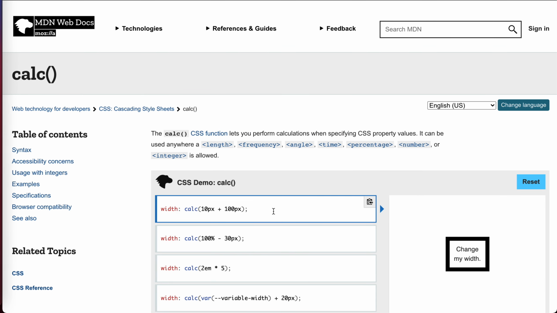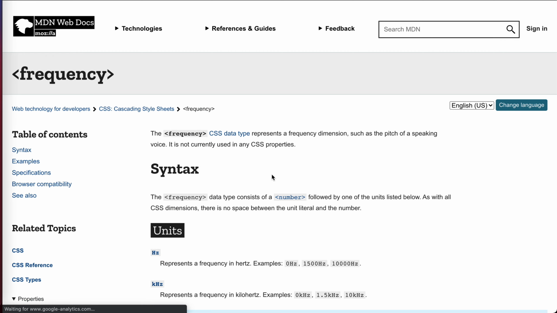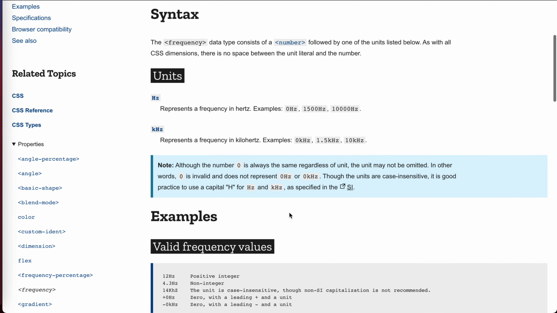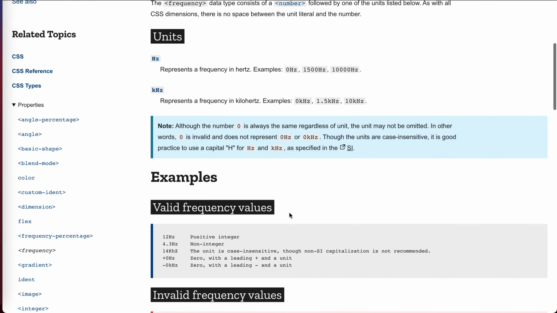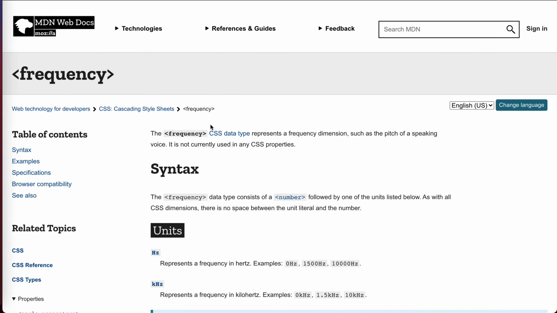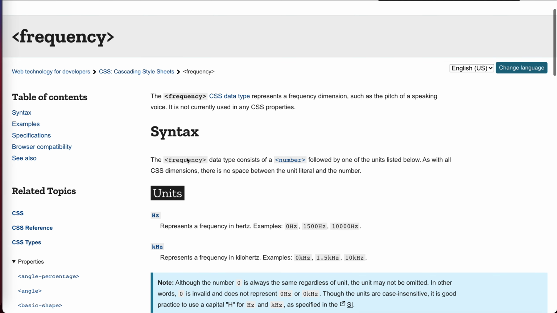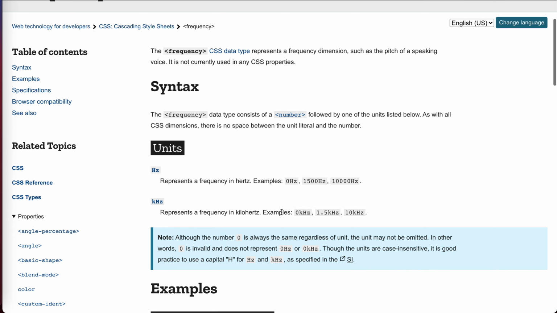In the next one, I will take a look at frequency. What is frequency? Oh, I'll include the frequency in this video. A frequency dimension such as the pitch of a speaking voice. The frequency consists of a number followed by the units listed below.